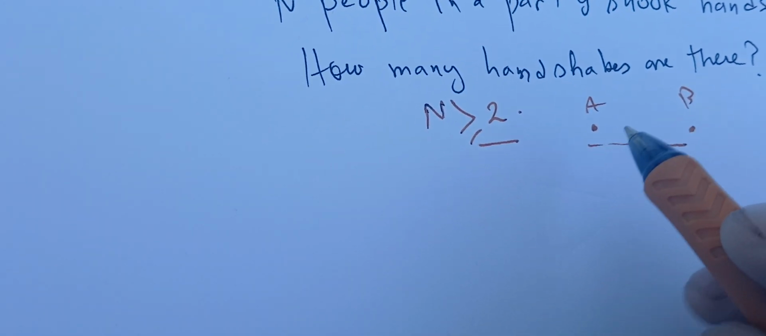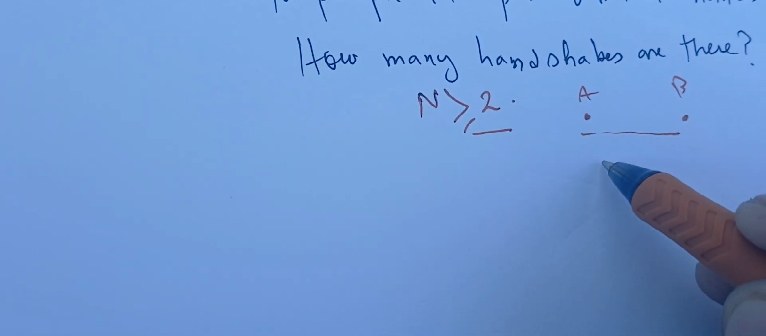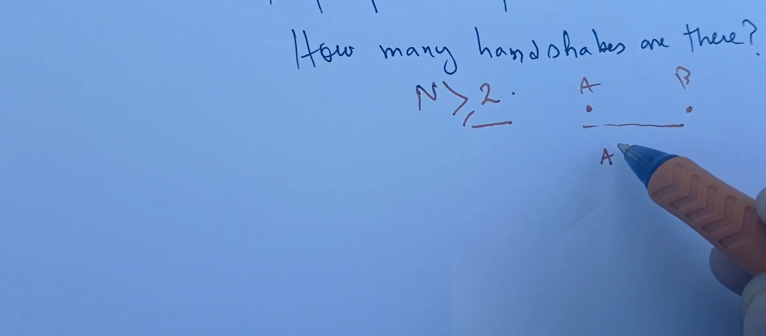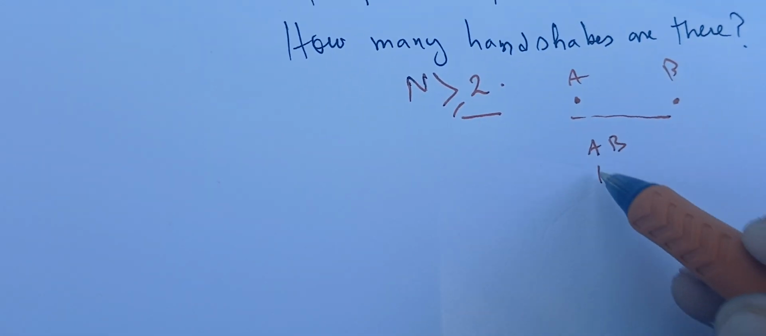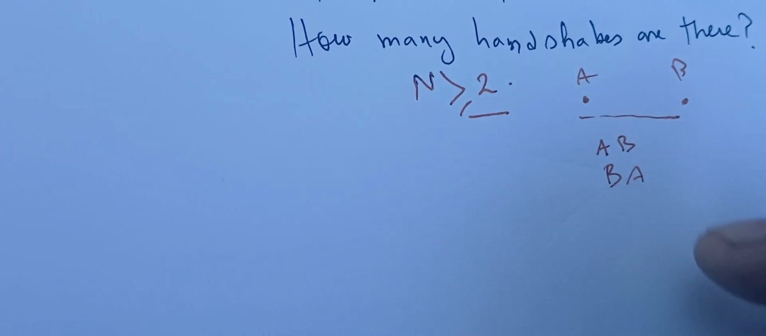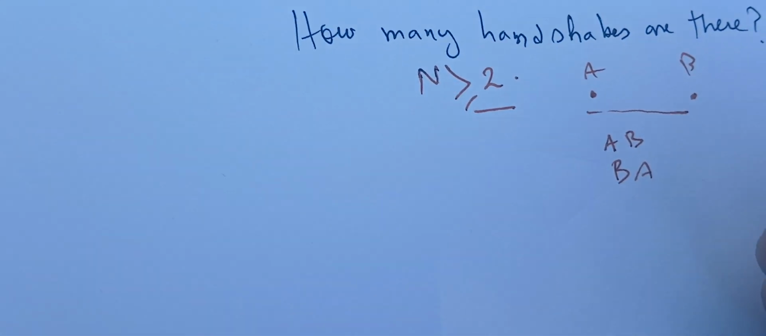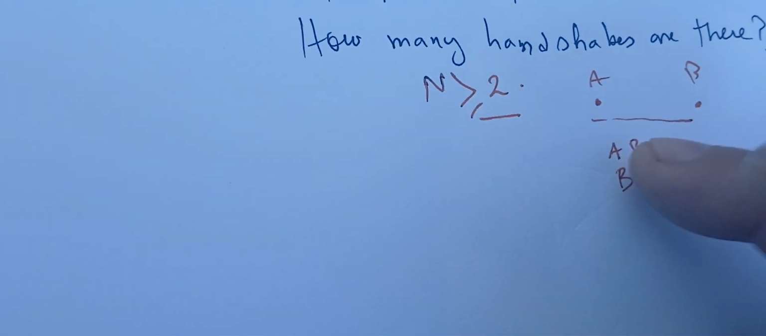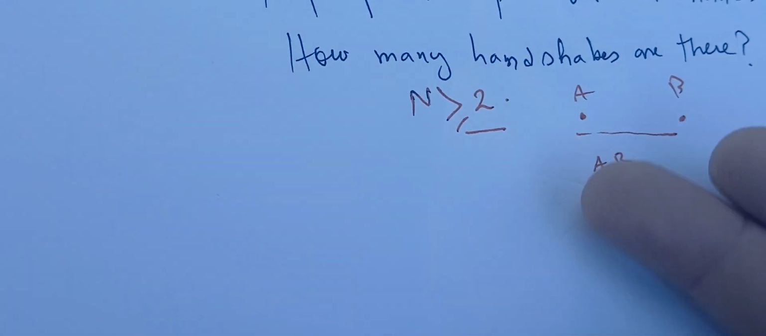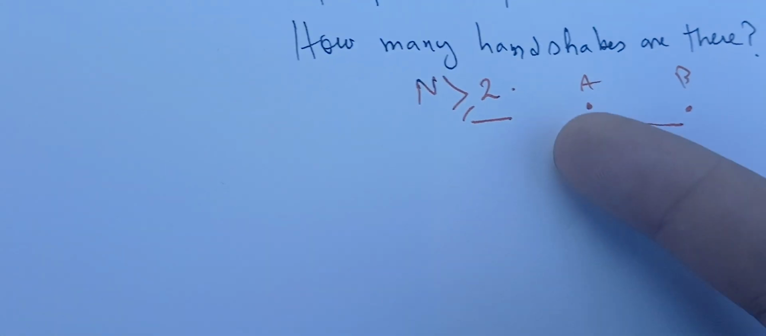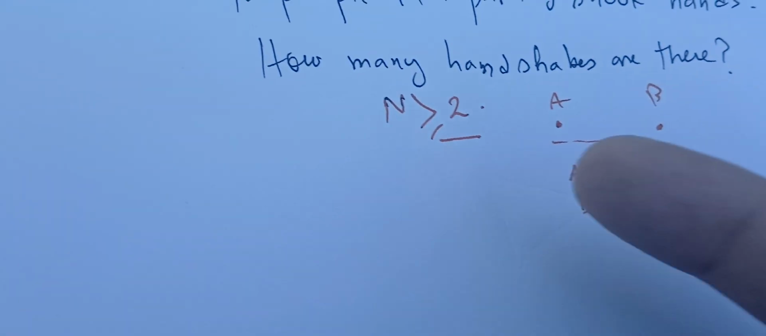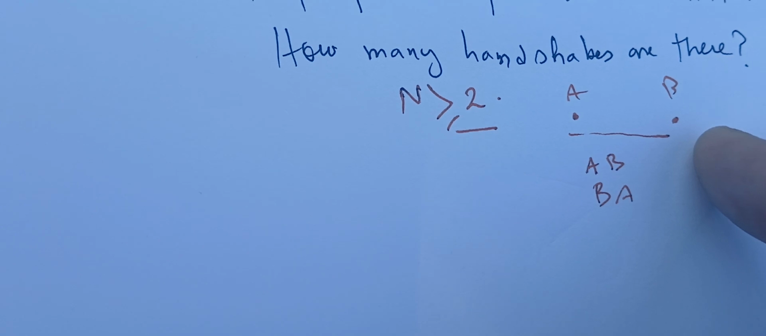Because when we have two people in a party, A and B, the number of handshakes is 1. We're gonna use this notation AB to mean that A shook hands with B, and BA means that B shook hands with A. If we count it this way, we have 2 handshakes, but this is repeated, because when A shakes hands with B, it's the same as B shaking hands with A. So in fact, we have only 1.